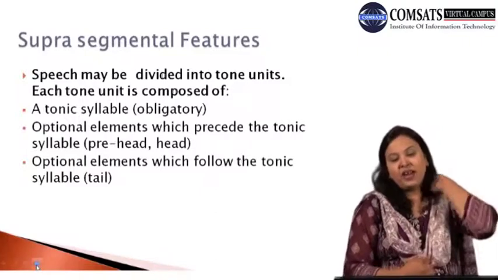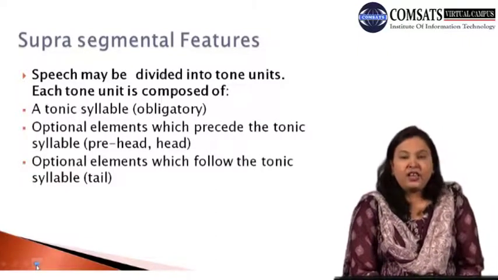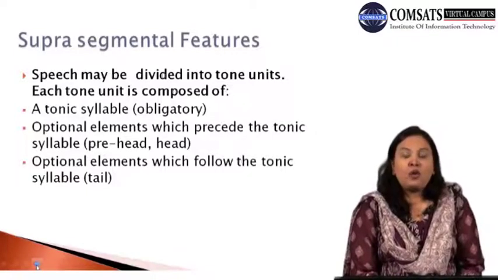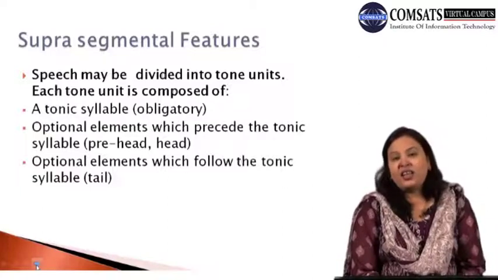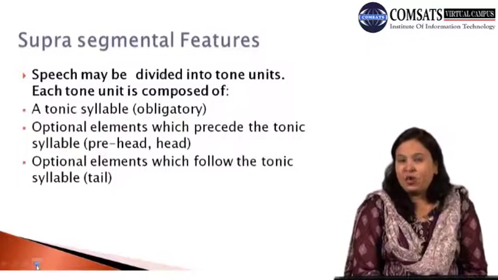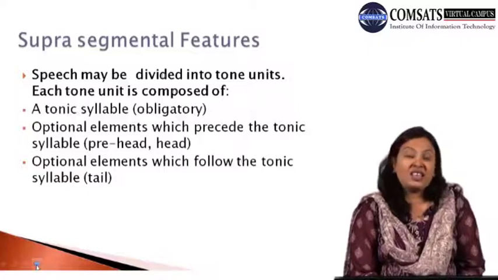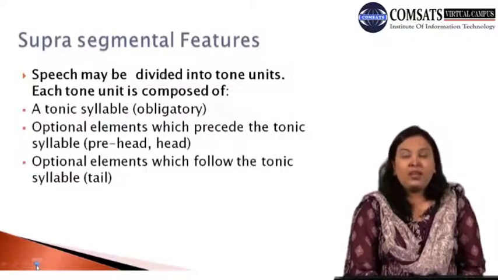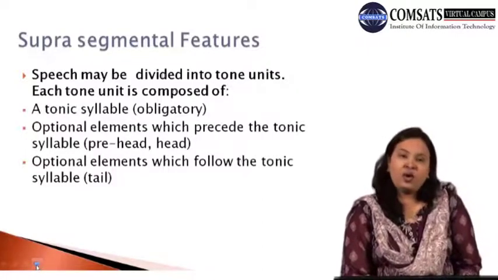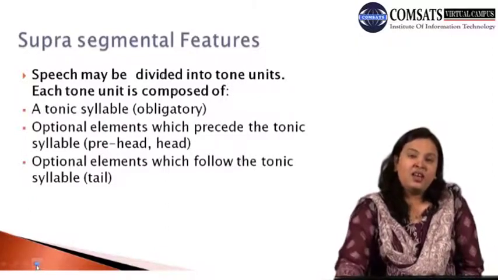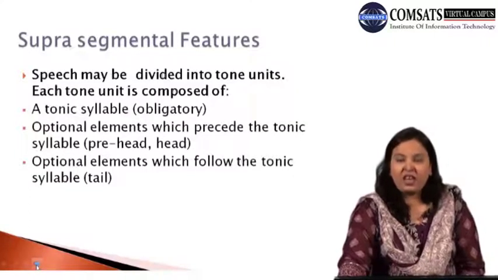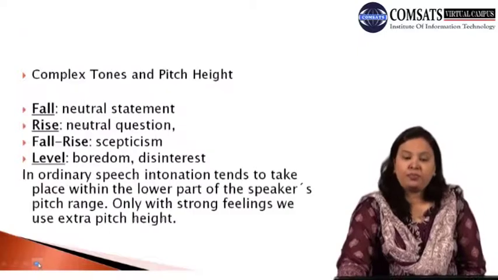Now, speech may be divided into tone units. Each tone unit is composed of a tonic syllable, that is obligatory, and optional elements which precede the tonic syllable, that is the pre-head and head. The head is the tonic syllable, which is conveyed through a different tone, and the pre-head is before that head. Then there are optional elements which follow the tonic syllable, which are usually the tail. So this way the tone has three parts: the pre-head, the head, and the tail.